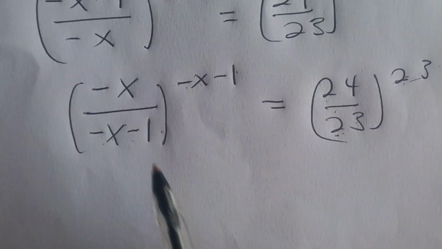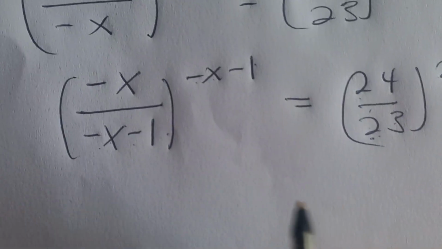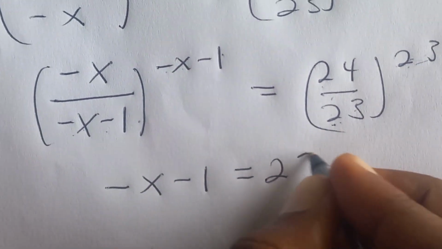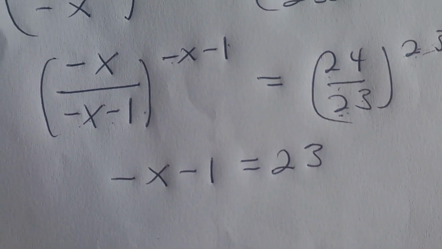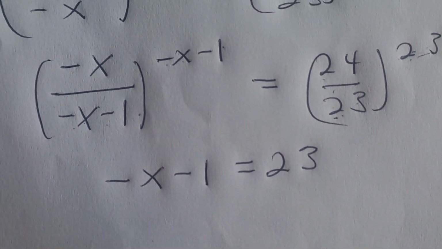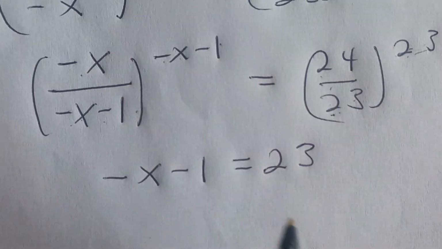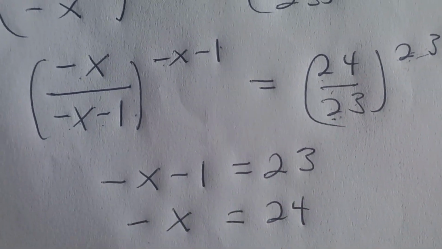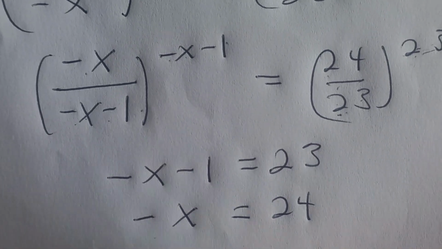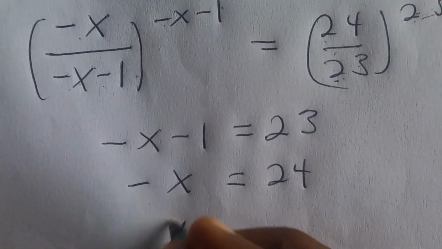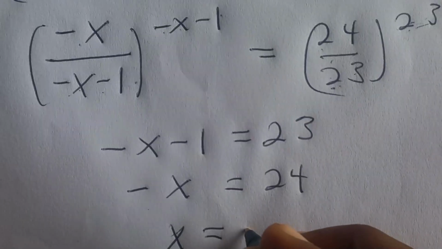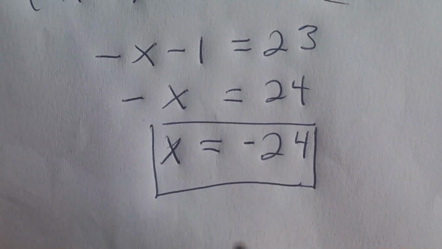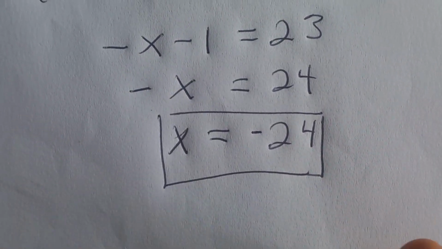So now we can compare terms here. You can see that negative x minus 1 is equal to 23, and then we can also say that negative x is equal to 24. So from here, solving for x, we can see that x is equal to negative 24. So this will be our answer for this equation.